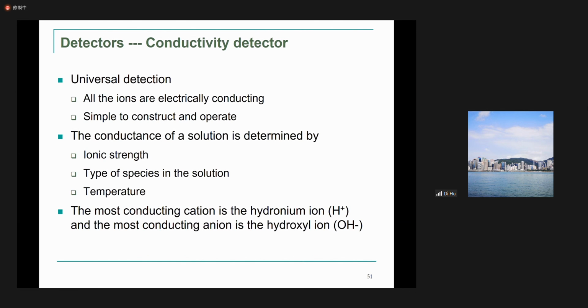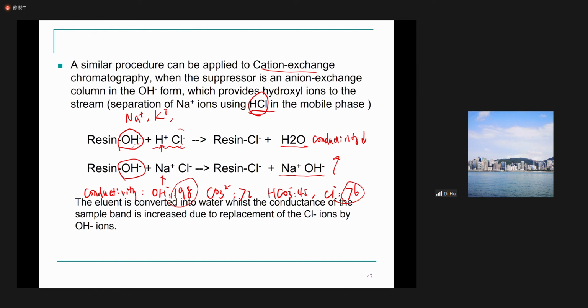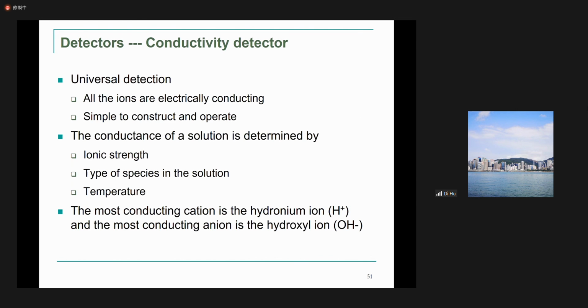For the detector, the conductivity detector is the universal detection. All the ions are electrically conducting, and it's simple to construct and to operate. The conductance of a solution is determined by its ion strength, type of species in solution, and temperature. As we mentioned, the most conducting anion is the hydroxide ion, and the most conducting cation is the hydronium ion, right?